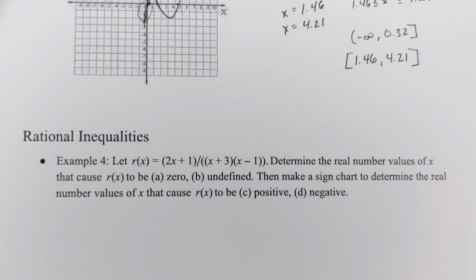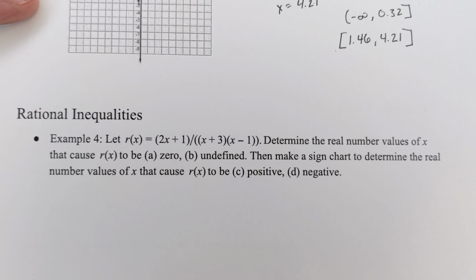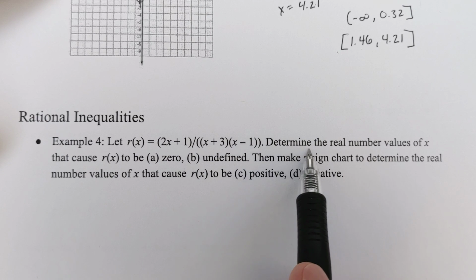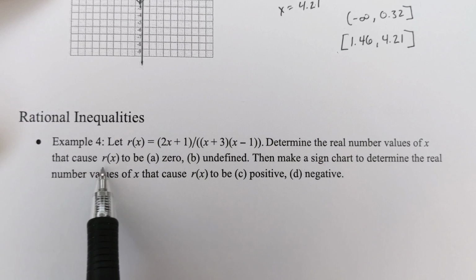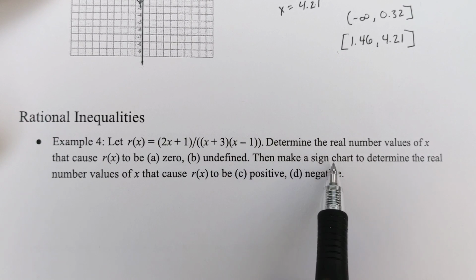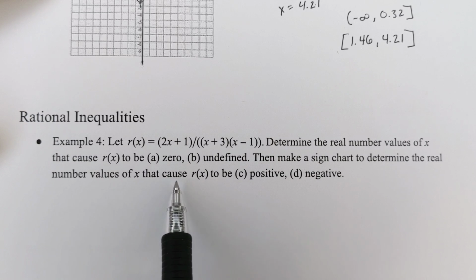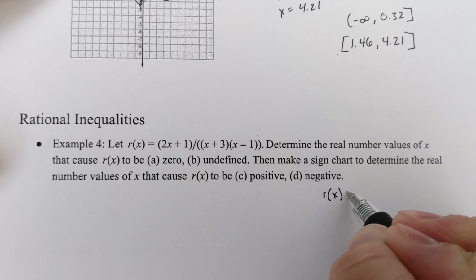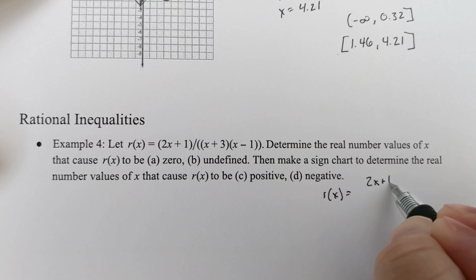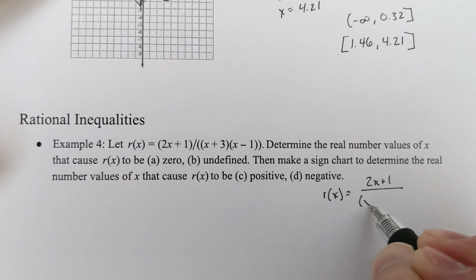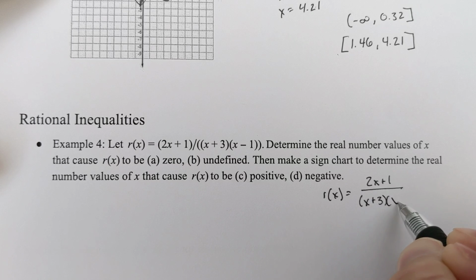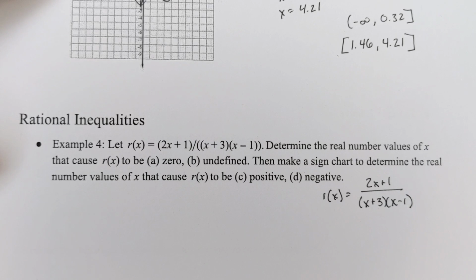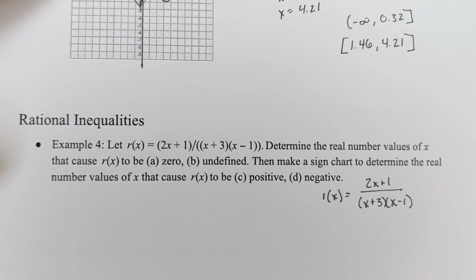Okay, so you can also have rational inequalities. Let r of x equal this equation, determine the real number values of x that cause r of x to be 0 versus undefined, then make a sign chart, determine the real number values of x that cause it to be positive or negative. So let's recopy r of x here as an actual fraction, 2x plus 1 over x plus 3 times x minus 1. So that's my expression.